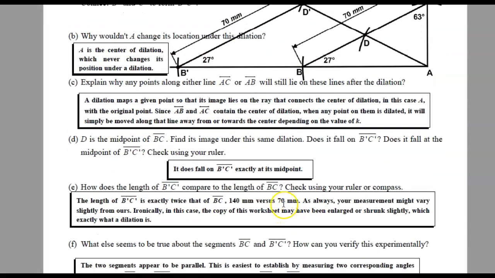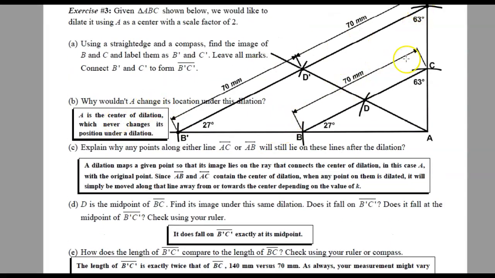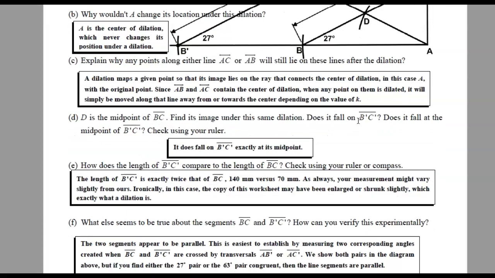So how does the length of B prime C prime compare to the length of BC? What should happen is it should be double because the dilation scale factor was 2, and all sides of the original triangle should get doubled in the new one. You can measure it, and the measurements here show that it's 140 millimeters and 70, so it's done with a ruler, but just theoretically it should be, and it is.